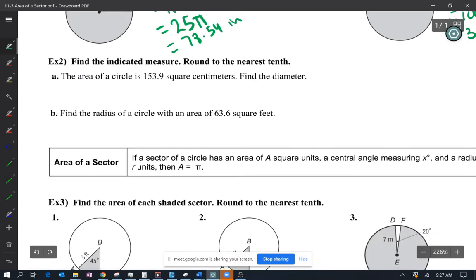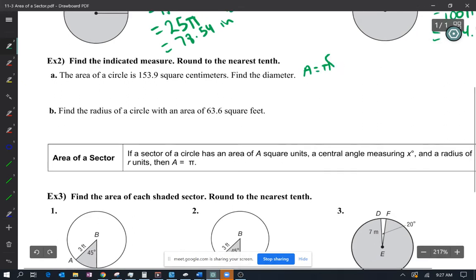All right, so example 2, we're working backwards. They give us the area. So area equals pi r squared. I don't know why it likes jumping like that. So area is 153.9, equals pi times radius squared. Divide both sides by pi. Pi is just a number.